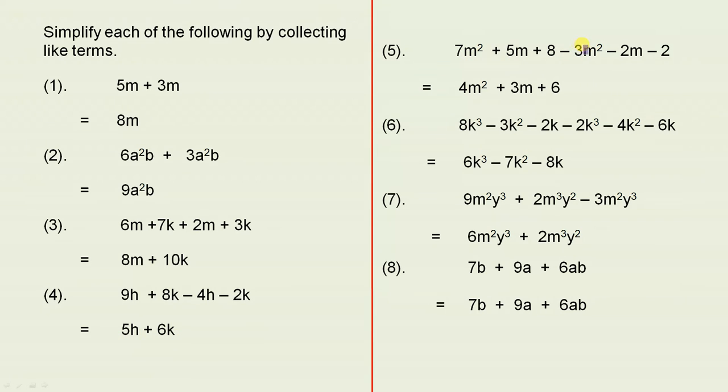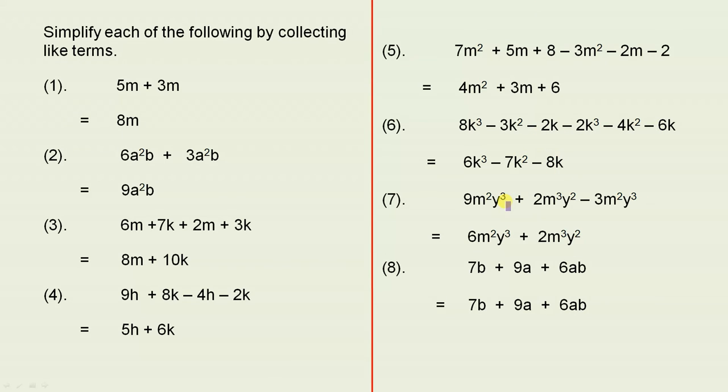7m squared minus 3m squared is 4m squared. 5m take away 2m is 3m. And 8 take away 2 is 6. And they stay the same because each of them are unlike terms. None of them are alike. 8k cubed minus 2k cubed is 6k cubed. Minus 3k squared minus 4k squared is minus 7k squared. And minus 2k minus 6k is minus 8k.